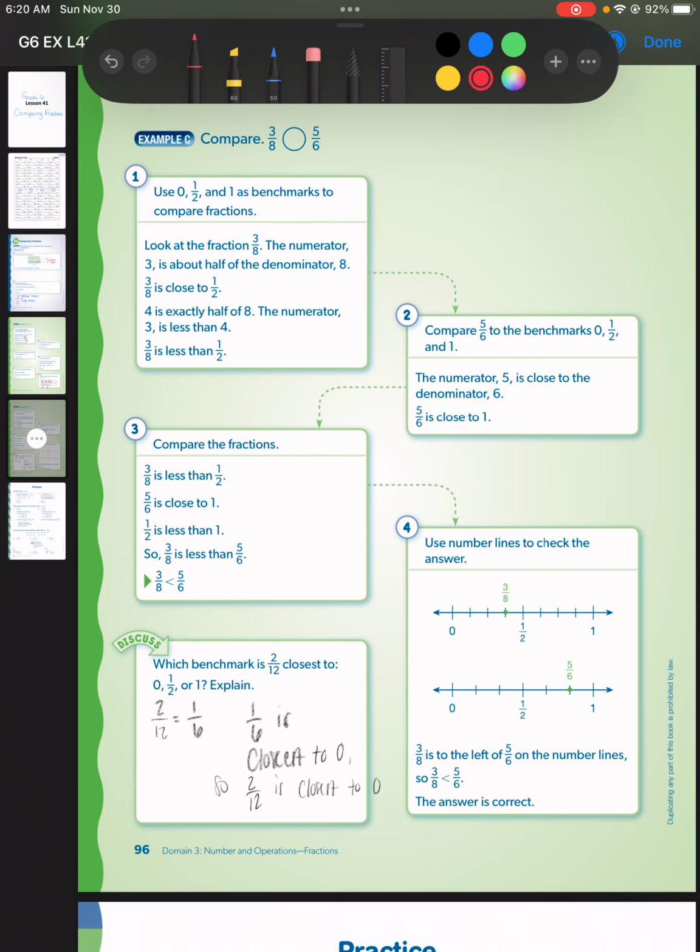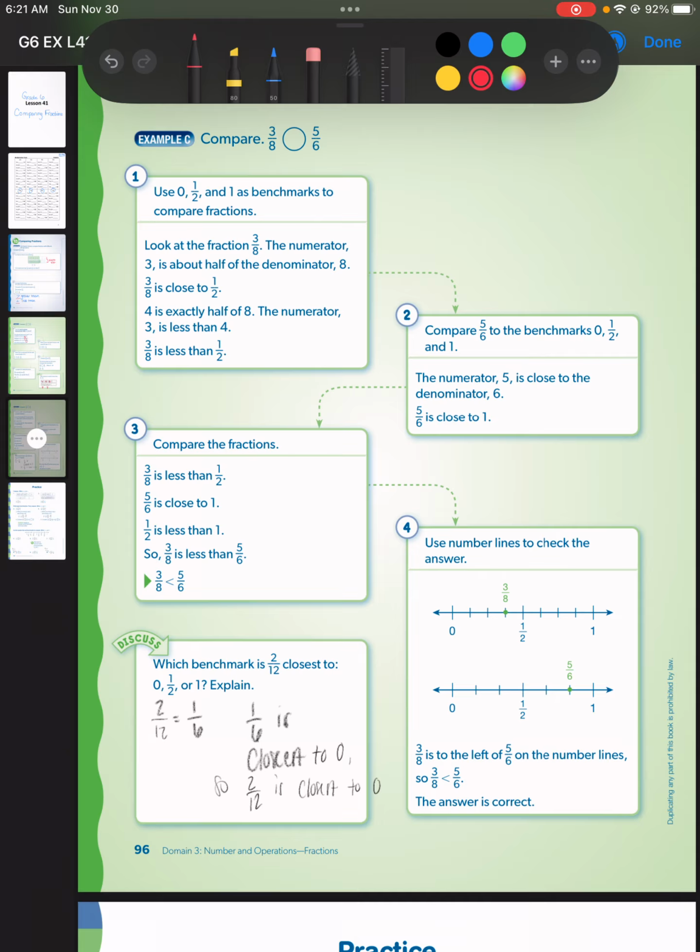3 is about half of 8. 4 is exactly half. 3 is less than 4, so 3 is less than a half. Now they're comparing 5 to 6. 5 is pretty close to 6. So therefore, 5/6 is close to 1.